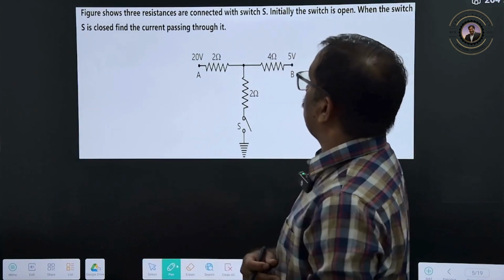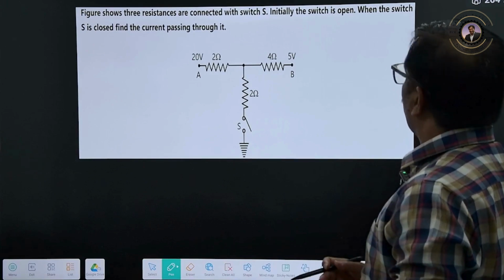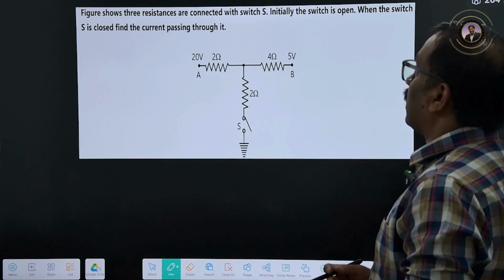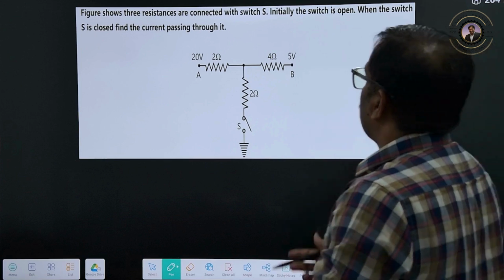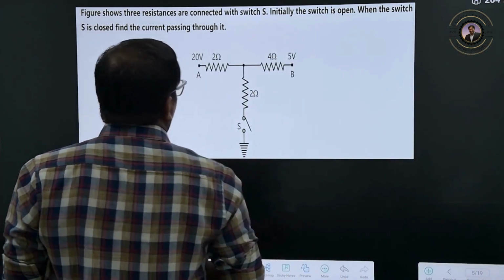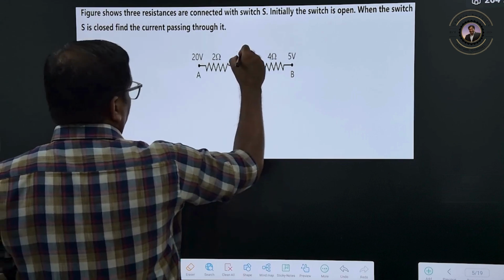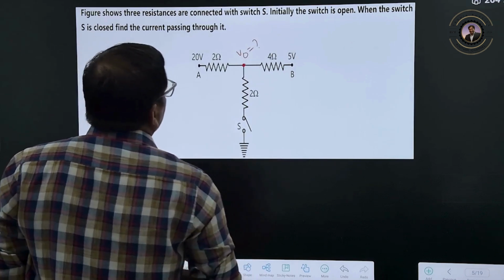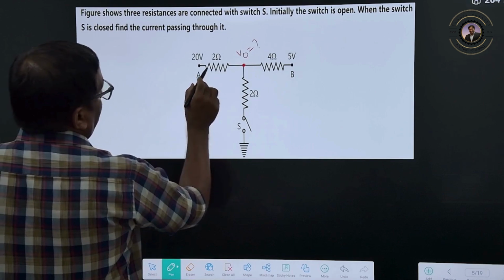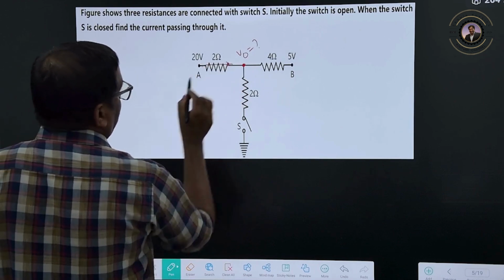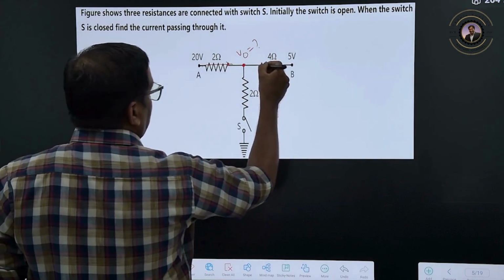Right. So initially the switch is open. Now when the switch is closed, find the current passing through it. So here, let us calculate the potential at this junction, V0. Suppose here A is there, 2 ampere, therefore current will be flowing here. Here also 5 volts and 4 ampere is the current flowing.